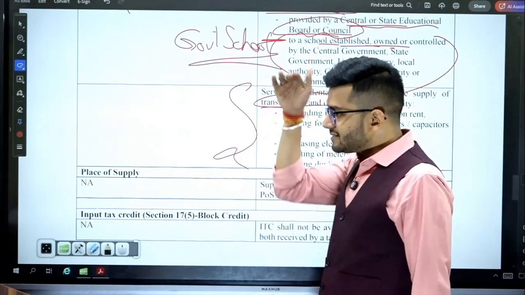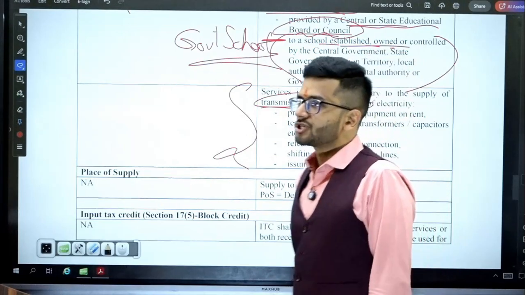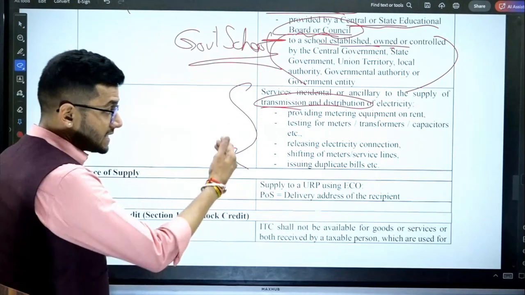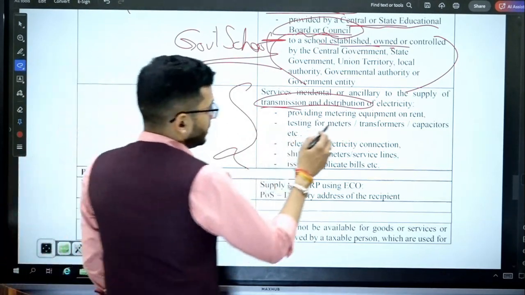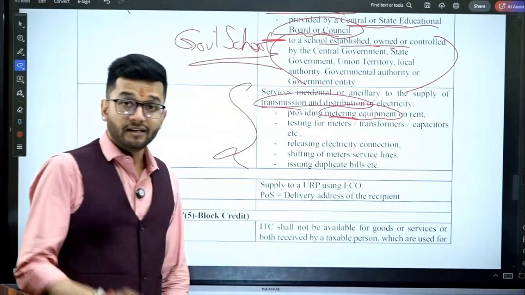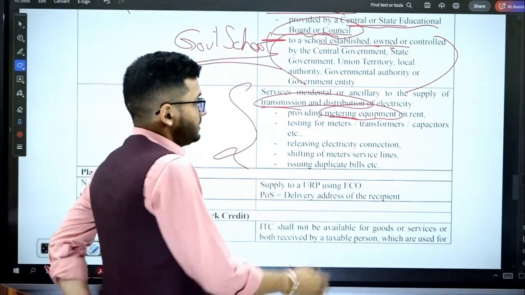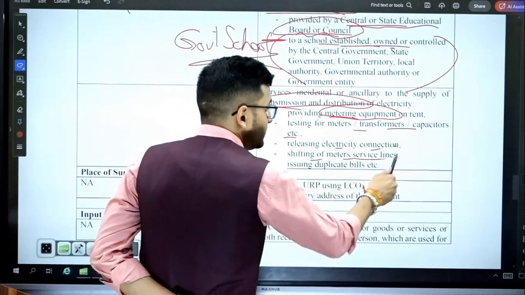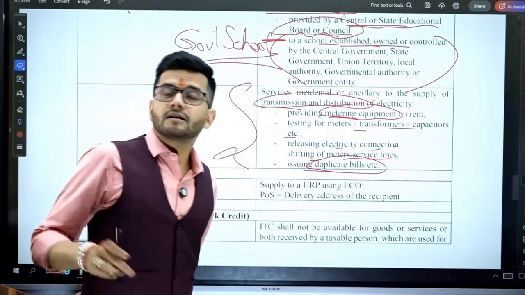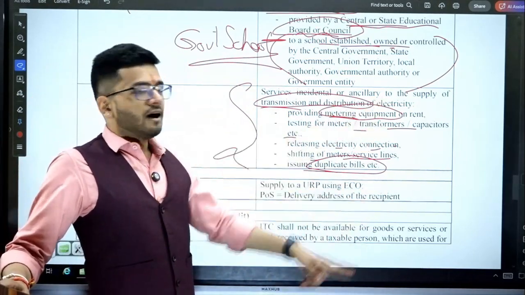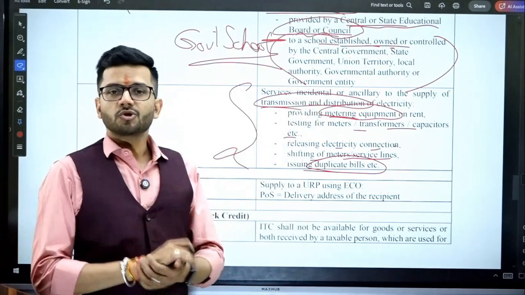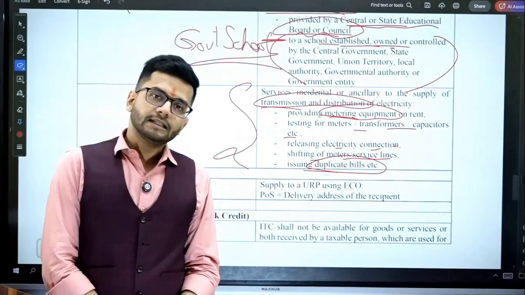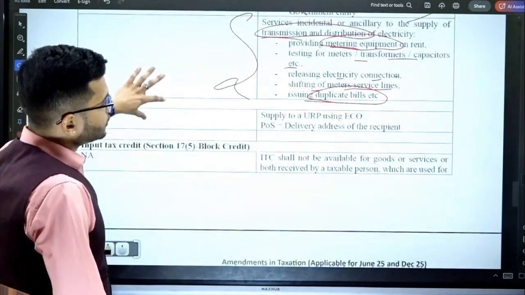Now, there are some ancillary activities which are related to transmission and distribution of electricity. Government has now exempted those ancillary services as well. What are those? Providing metering equipment on rent. Testing for meters, transformers, capacitors. Releasing electricity connection. Shifting of meters, service lines. Issuing duplicate bills, etc., etc. So government is saying that these are ancillary to transmission and distribution of electricity. Therefore, these should also be exempt. So they have been included in the exempt category. That is how the exemption limit has been expanded a little bit.